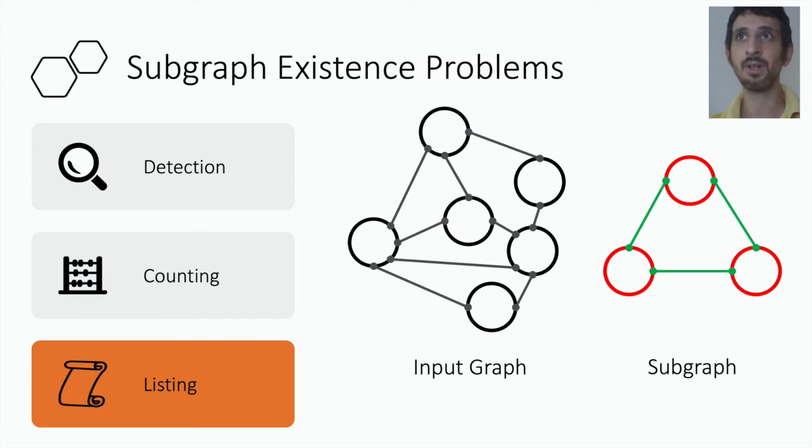In this example, H is a triangle. Therefore, our goal is to find triangles in the graph. In this example, G contains the following three triangles, and in a listing problem, we would need to output all of them.